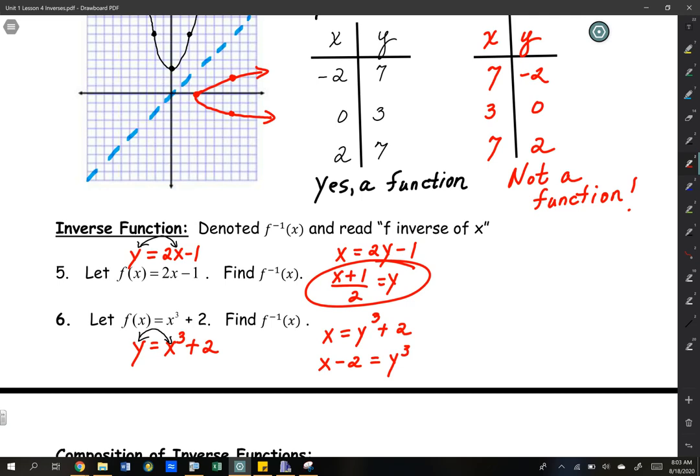And remember, if we want to undo a cube, just like if we want to undo a square, we take the square root. If we want to undo a cube, we're going to take the cube root of both sides. And that would leave us with the cube root of x minus 2 equals y.